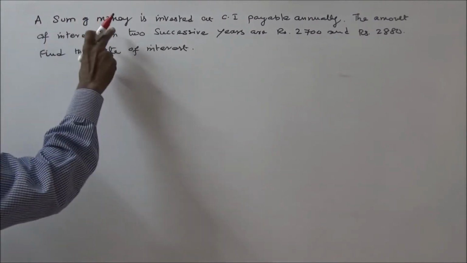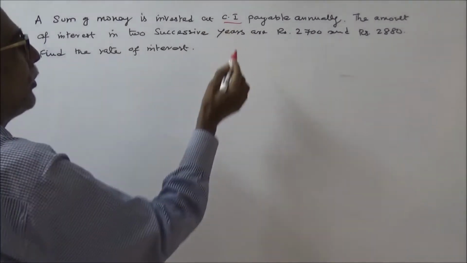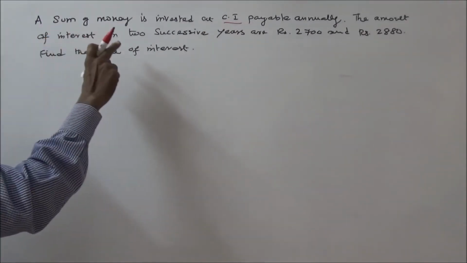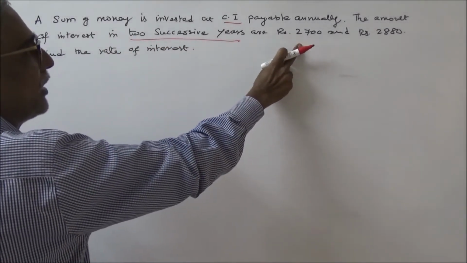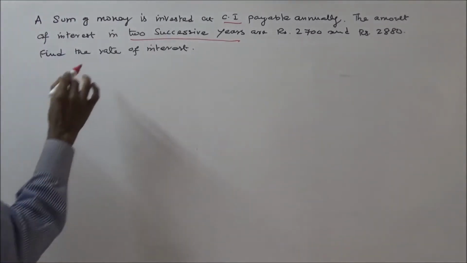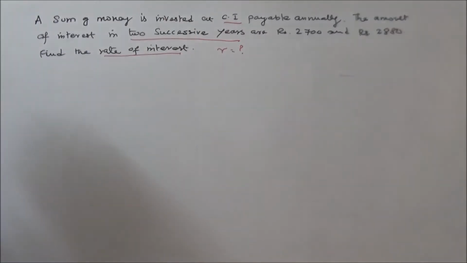A sum of money is invested at a compound interest payable annually. The amount of interest in two successive years are rupees 2700 and rupees 2880. Find the rate of interest. You have to calculate R value. Okay. Let me say first year.